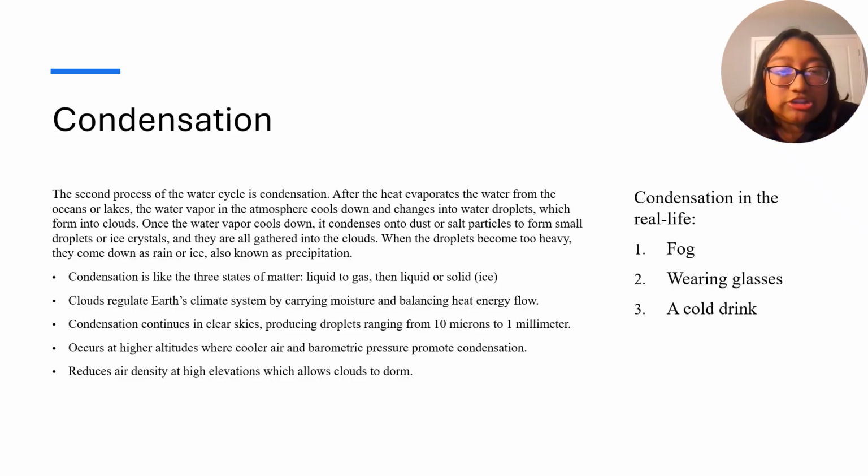Condensation is like the three states of matter: liquid to gas, then liquid or solid, ice. Clouds regulate Earth's climate system by carrying moisture and balancing heat energy flow. Condensation continues in clear skies, producing droplets ranging from 10 microns to 1 millimeter.